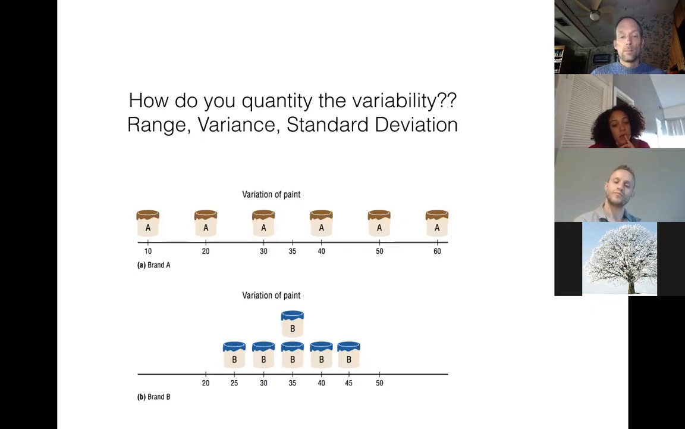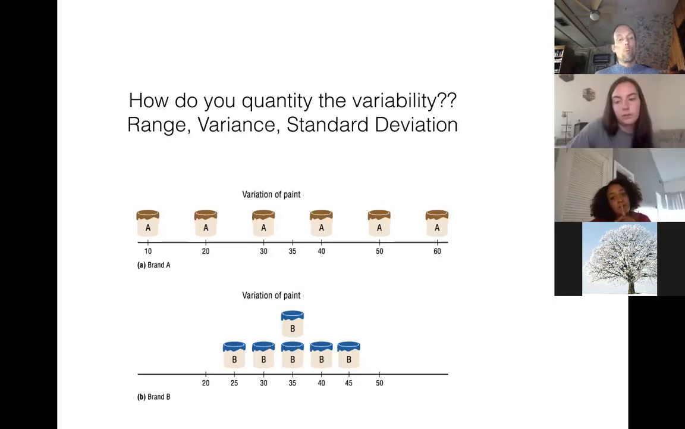It doesn't go to 60. Okay, it sure doesn't go to 60. What's it trapped between? 35. Not 35. 25 and 45. Yeah. Beautiful. Well done. Okay, so it's between 25 and 45. Brand A is in between 10 and 60.